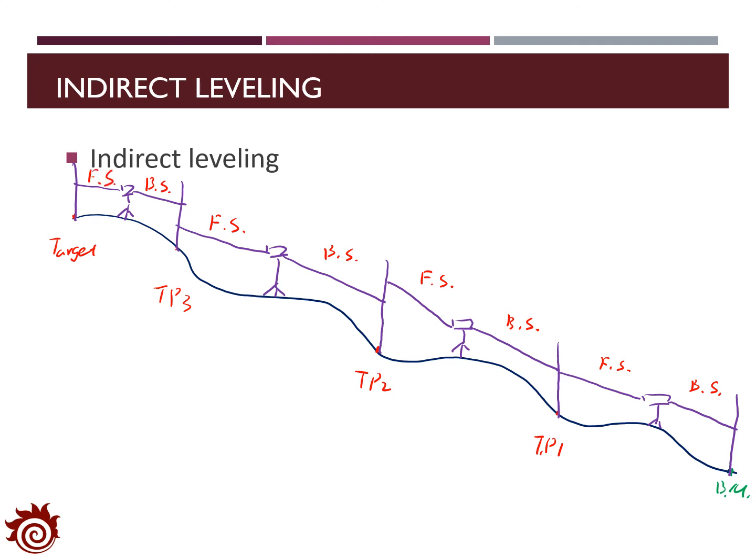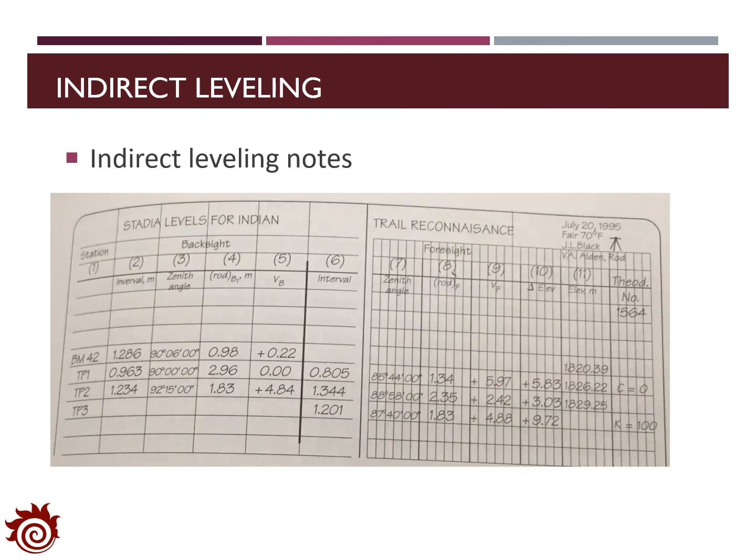We will also read the vertical angles or zenith angles at each side. And then we will use this information to find out the elevation difference between the target point and benchmark. The table here shows the note of the indirect leveling with the stadium method. Basically, for the backside, we need to record the interval from the stadium rod, the zenith angle or the vertical angle, and the reading on the rod at the crosshair. We will use this information to estimate the vertical distance.